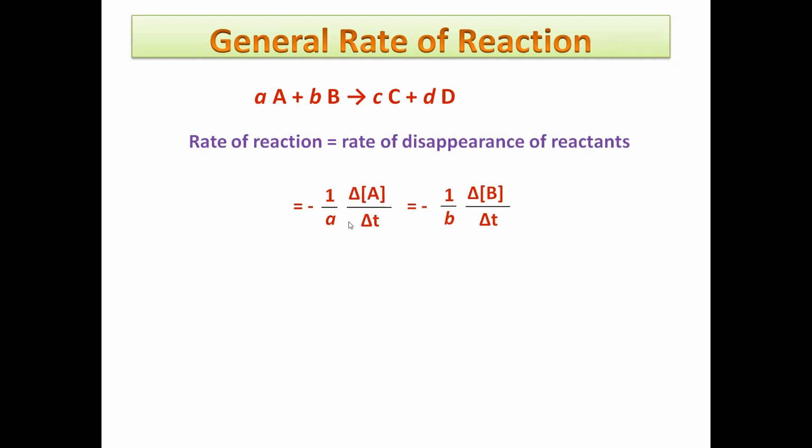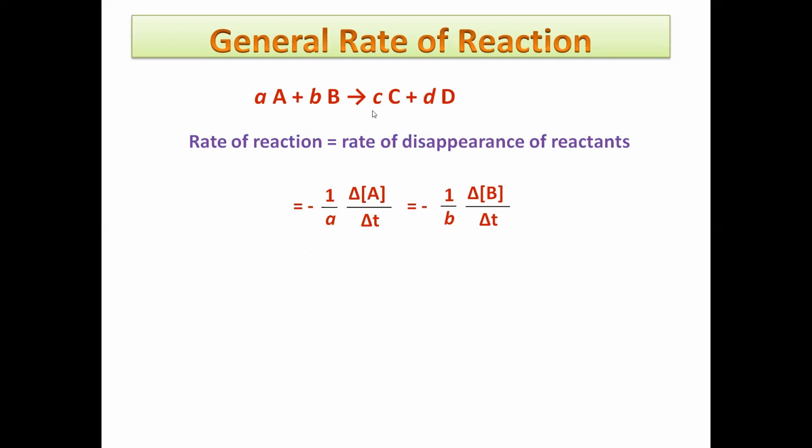So can I just write down the reaction in this manner? Minus 1 by a upon delta A by delta t equals minus 1 by b delta B by delta t. Because I have considered reactant concentration, I need to put a negative sign over here. And whatever the stoichiometric coefficient is, we have to take the reciprocal of it, isn't it? Whatever the stoichiometric coefficient is there, we need to take its reciprocal. This is a very important part you need to understand.